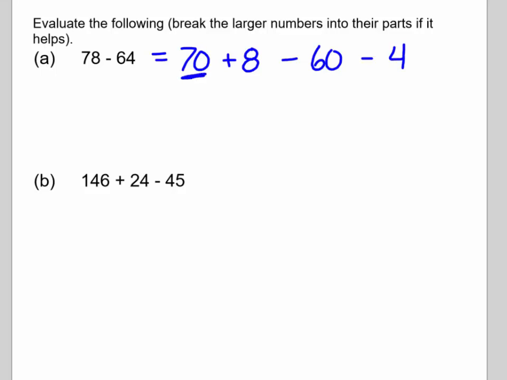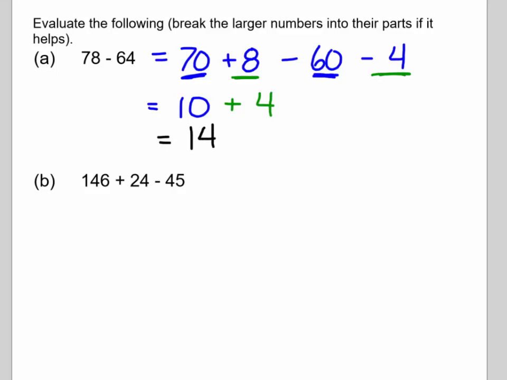And then I might let these two terms play together. So 70 minus 60, that's just 10. If I look at these two, I have a positive 8 and I subtract 4. That is positive 4. And then if I bring those last two values together, I get the answer of 14.